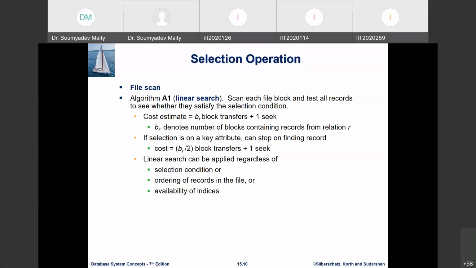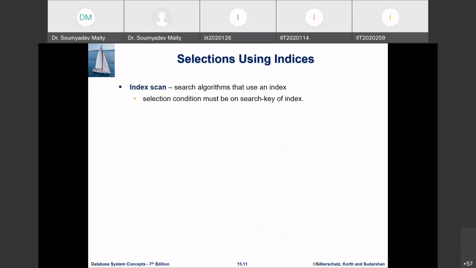But suppose you already have an index available on some table, or a hash table available for some relation, then definitely it would be advantageous to use some other algorithm than linear search. So now we'll discuss some of those algorithms where we assume that an index exists on the input relation.